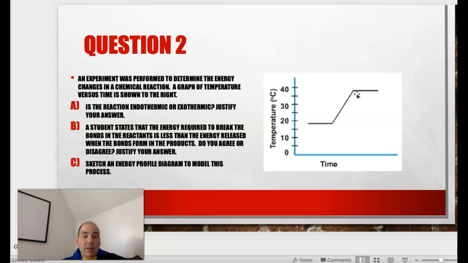Now, Part B, a student states that the energy required to break the bonds in the reaction is less than the energy released when the bonds form in the products. Do you agree or disagree?